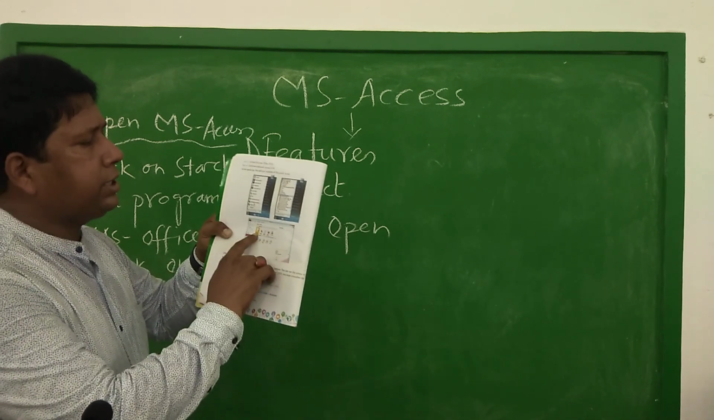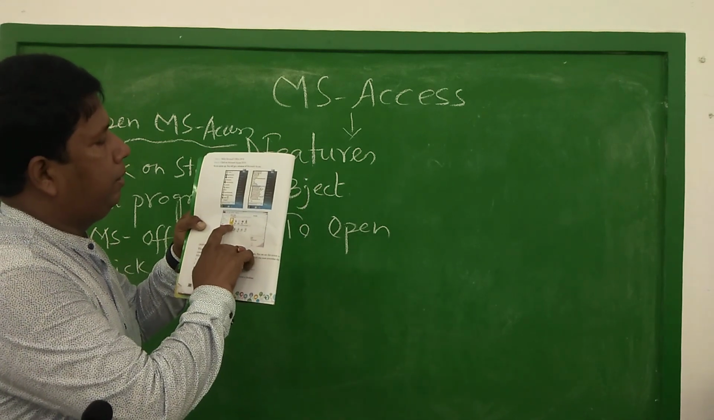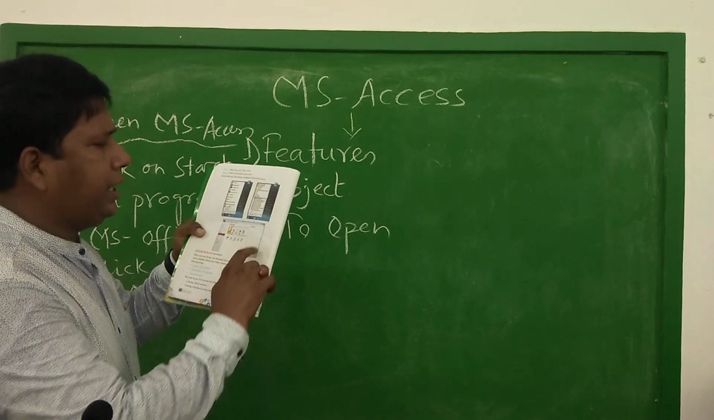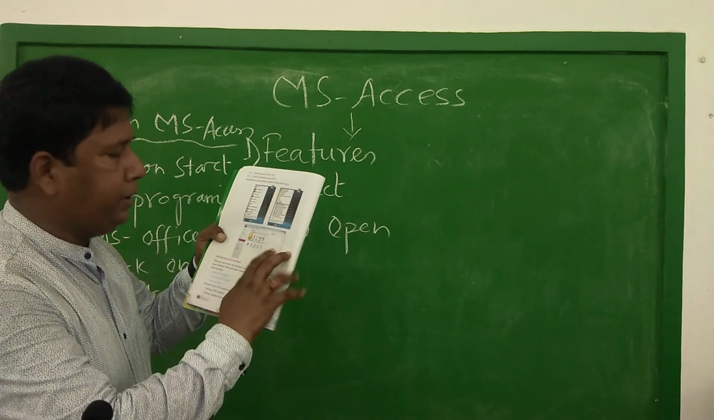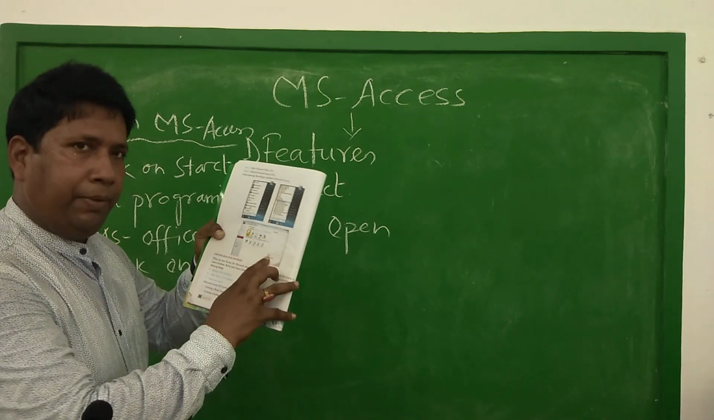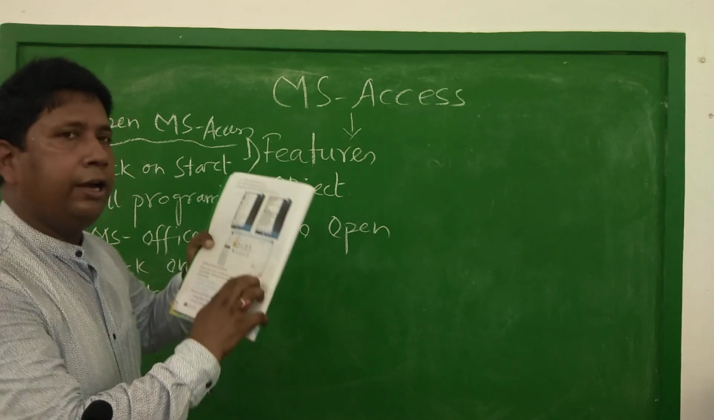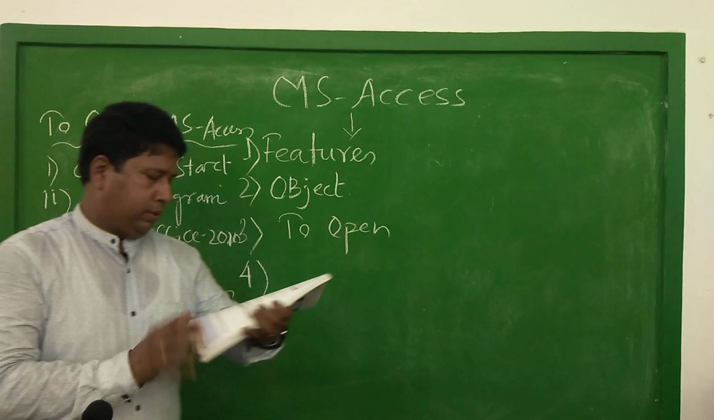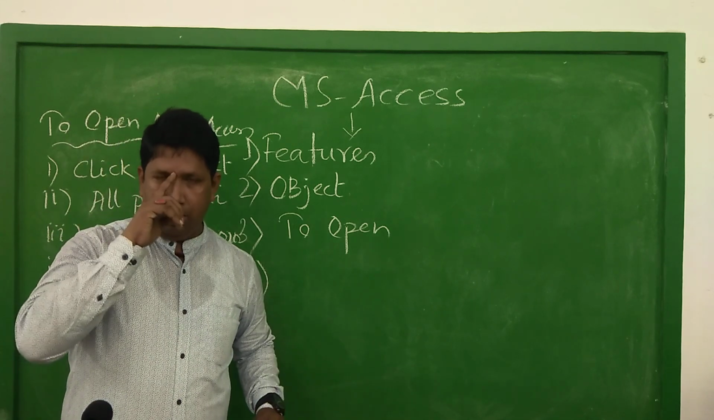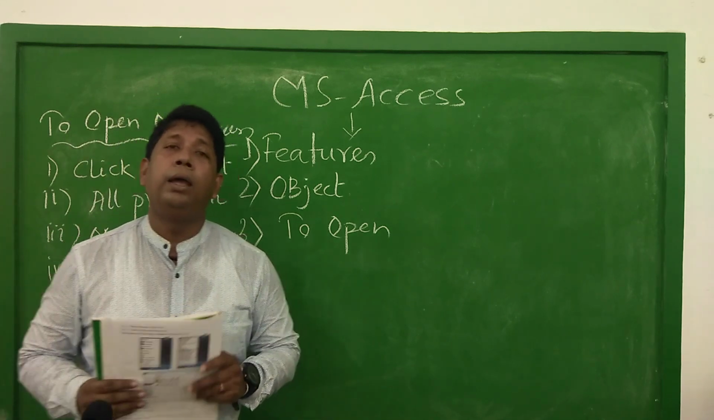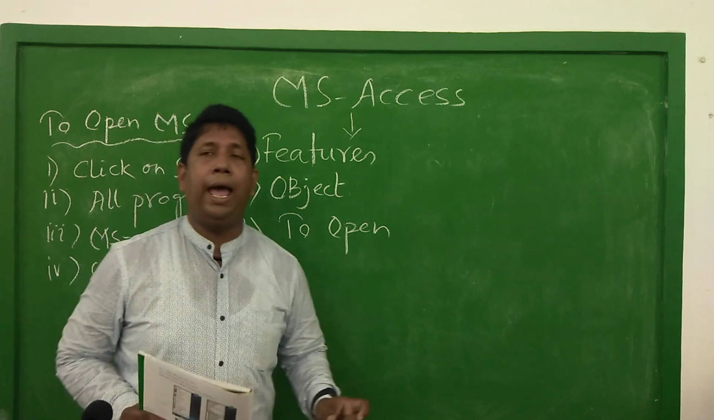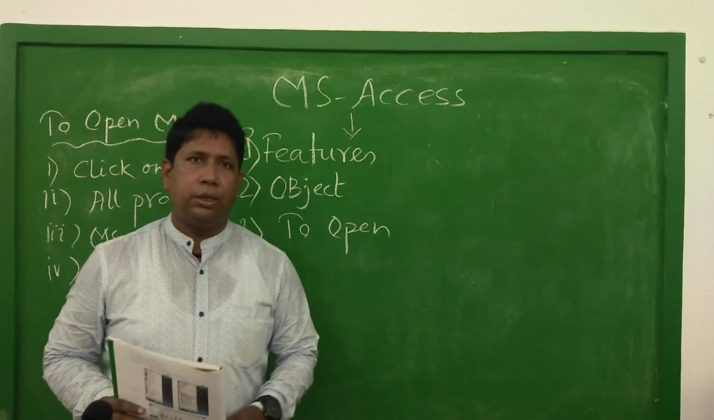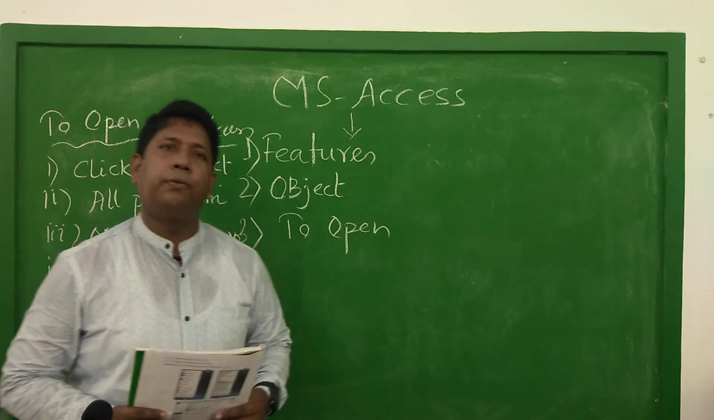In this place, you just click on blank database. After clicking on blank database, a view will appear and then write the database name over here and click on create. After clicking on create, we can find a view from where you can use all these options and tools to create a database file.